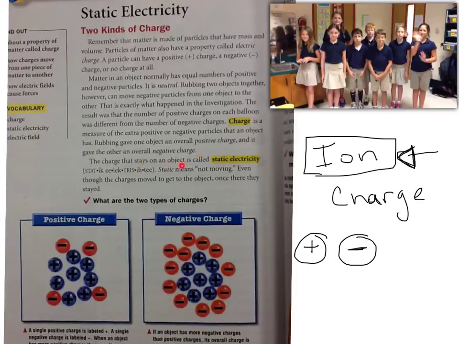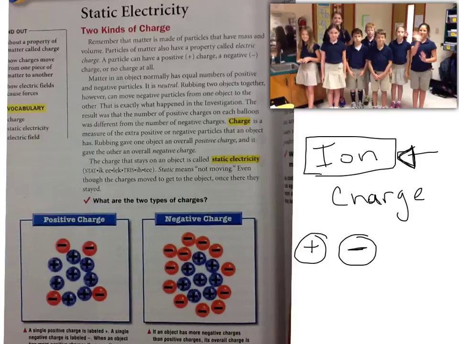The charge that stays on an object is called static electricity. There you go, electricity. Static means not moving. Even though charges moved to get to the objects, once there, they stayed. And that's really going to be the idea of our first lesson, is going to be about static electricity.